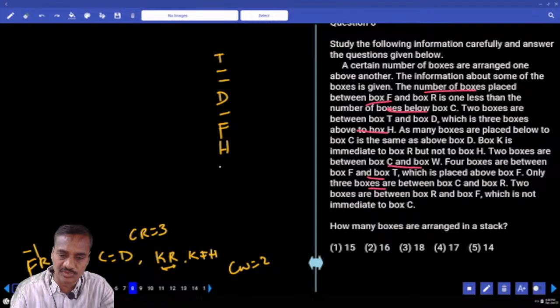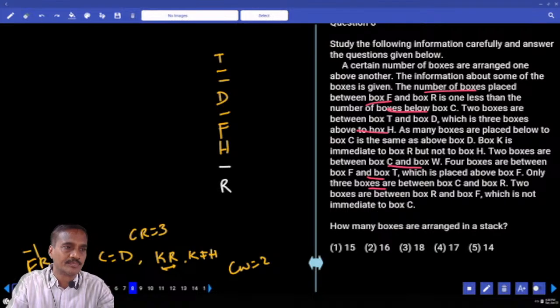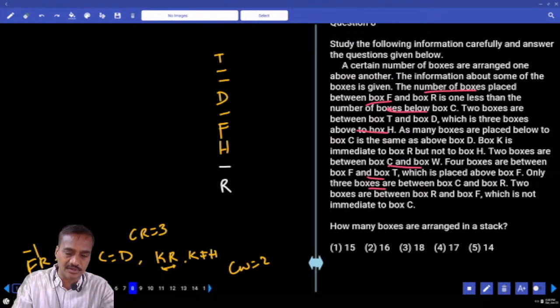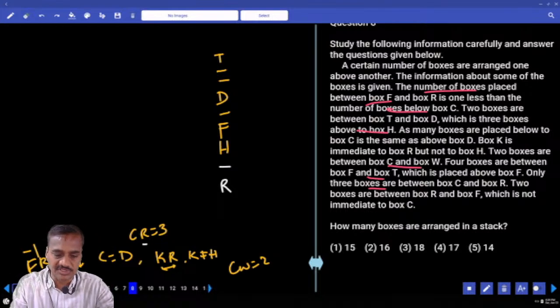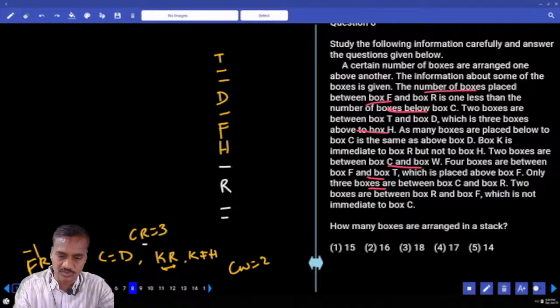If we start with this one, R can be here or below? Now if R and F were like this, then we need to have C and R. Now between C and R there must be exactly 3, so C must come here. If C is here, above this C, below this one, is it possible? No. Hence again, where should this C be? Below. Where below should it come? C and R: there are 3, 1, 2, 3. Now there are 3 in between C and R.